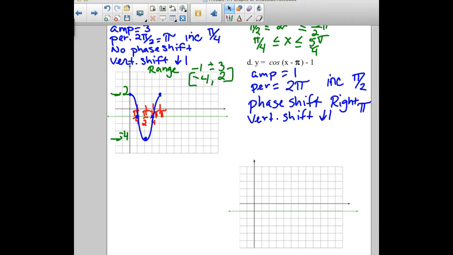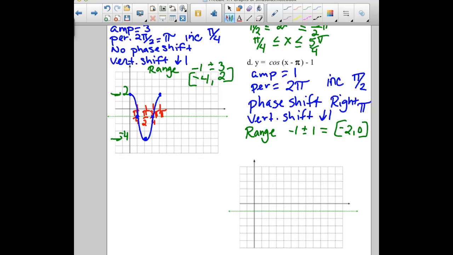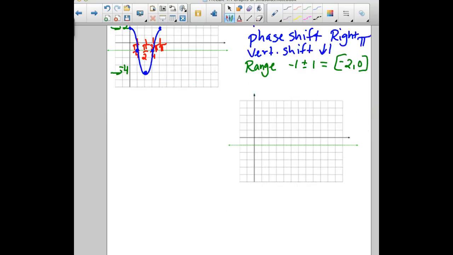How about the range? We start out with our k value of -1. We're going to add and subtract our a value of 1. So we end up with, I heard it earlier, -2 to 0. Okay. So on my graph, I'm going to bounce from -2 to 0 inside that window.